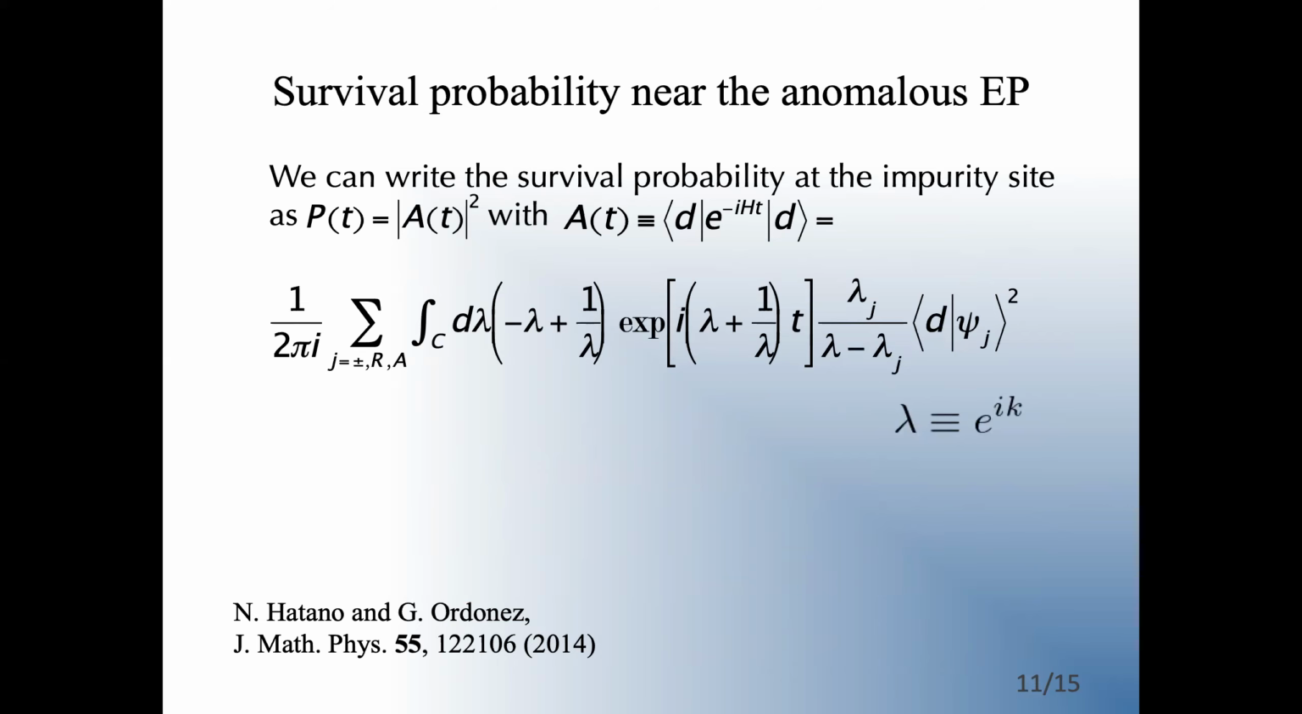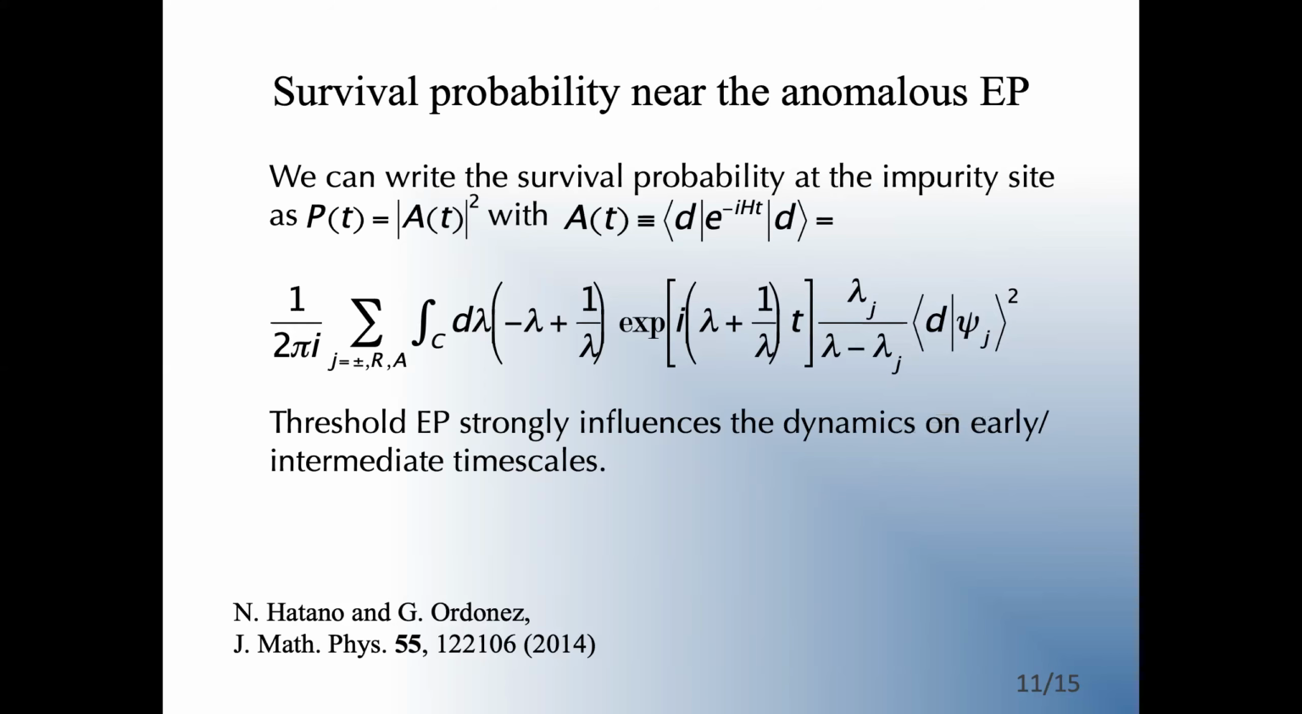So to evaluate that question more precisely, we look at the survival probability, which is written as the square modulus of the survival amplitude, which can be written in the form given here, which appears as a contribution from the lower bound state, the upper bound state, the resonance, and the anti-resonance added together, in which lambda is essentially a reparameterization of the energy eigenvalue. Then, to analyze the behavior near the exceptional point, we can show that it influences the dynamics, particularly on an early intermediate time scale.